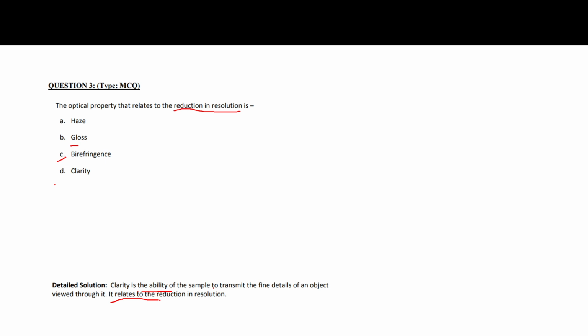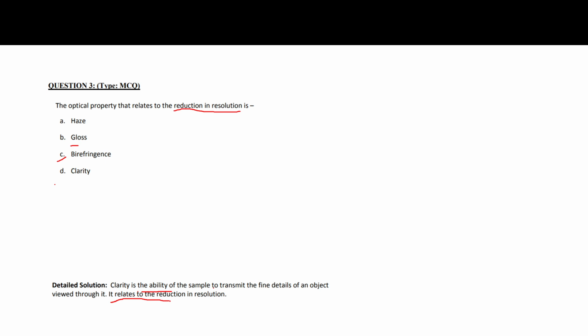Now the next question is: the optical property that relates to the reduction of resolution is, yes, gloss, or birefringence, or clarity. Which one should be the right answer? Clarity is the ability of the sample to transmit the fine details of an object viewed through it. So it should be reduction in resolution.